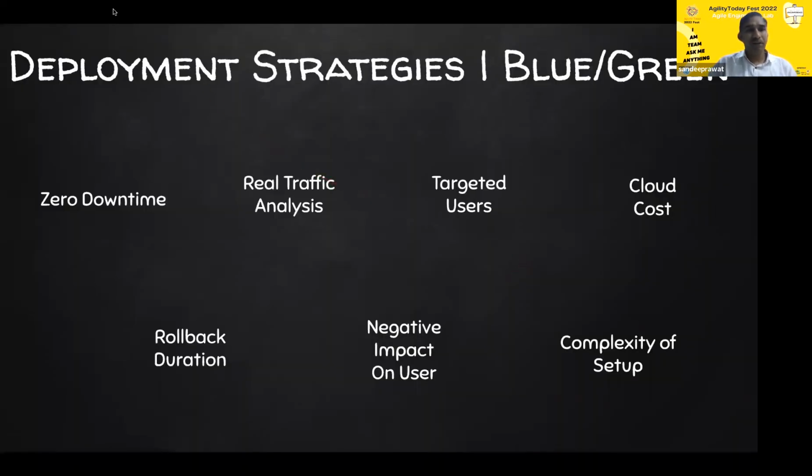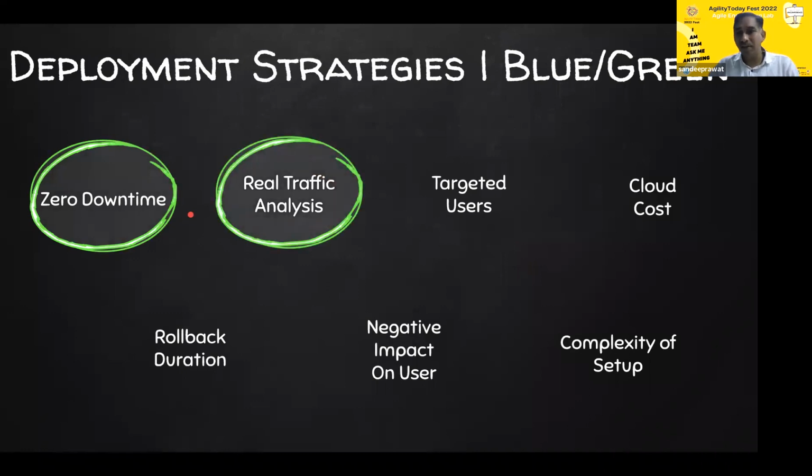Now, again, let's look at the zero downtime. Yeah, it would be having zero. Zero downtime, real traffic analysis. Because the traffic is coming there, you can do a traffic analysis. Targeted users, still you cannot do it because the real customer, you are not sending it, but your internal customers are sending. What would be about cost?